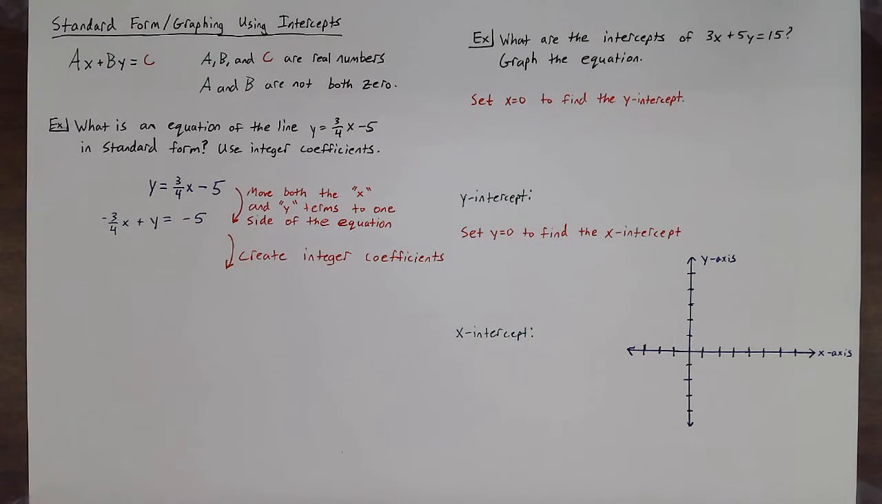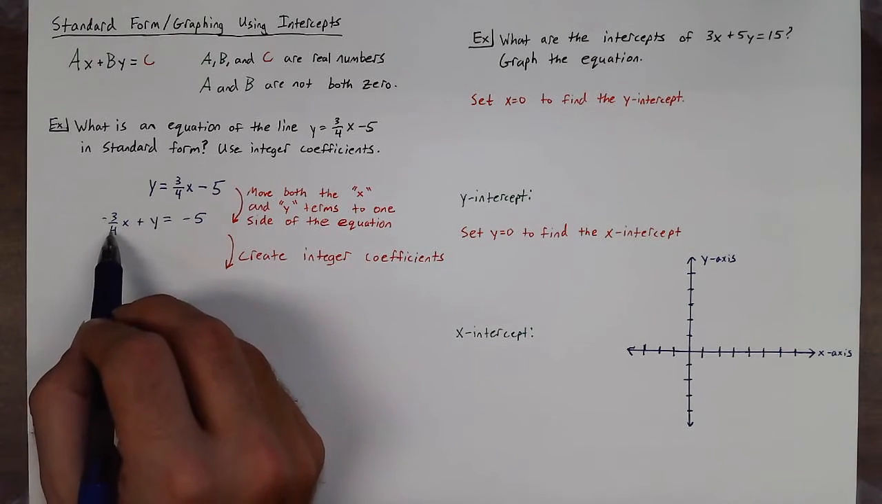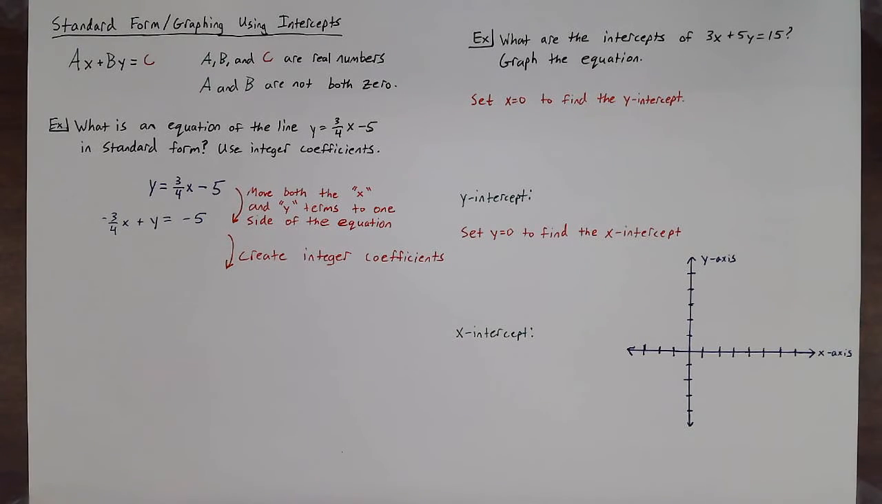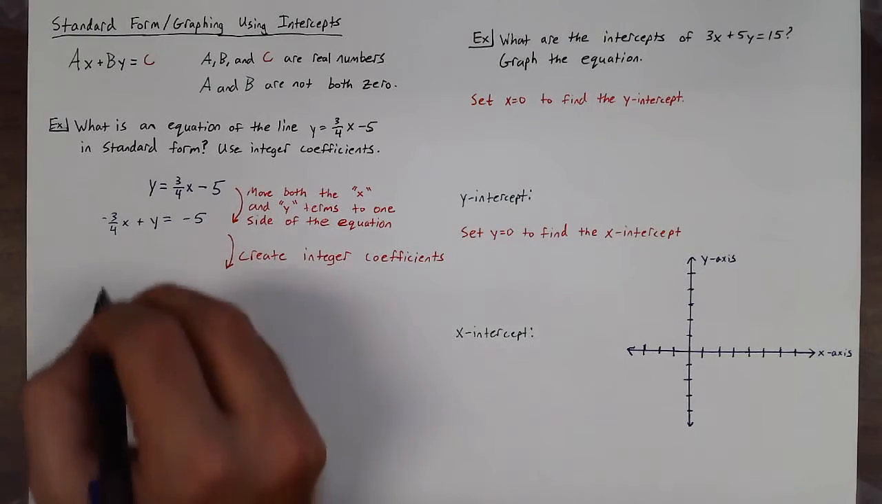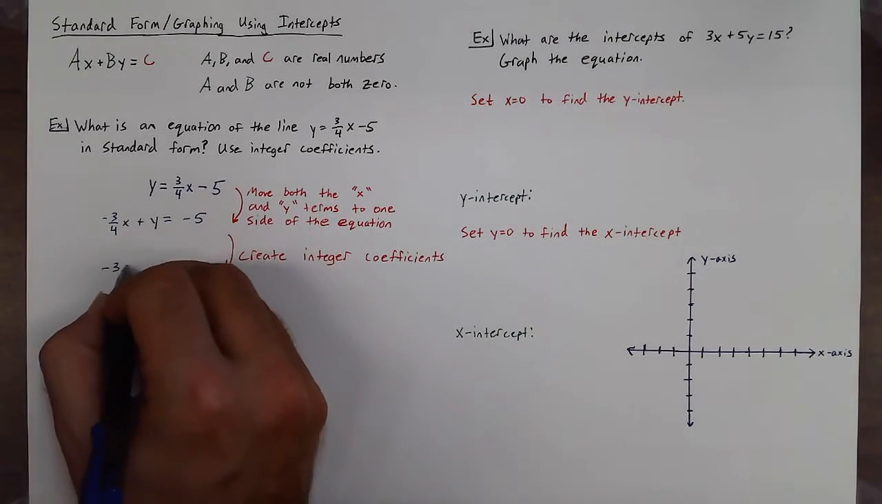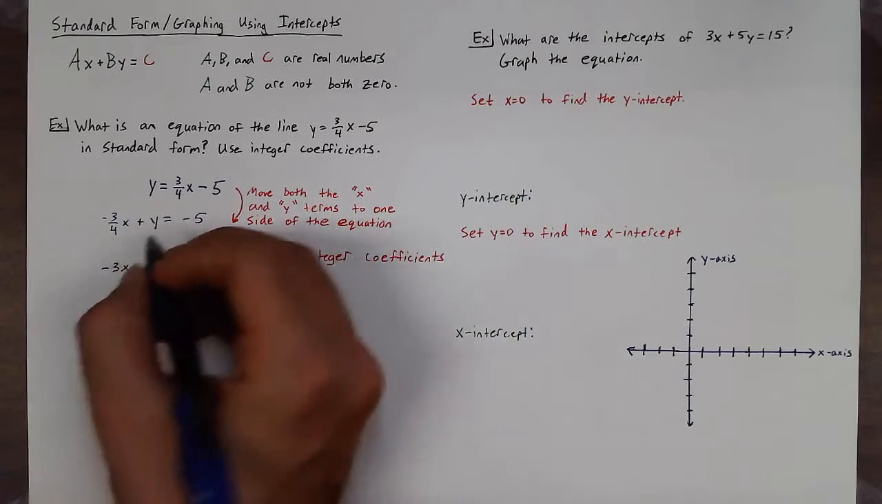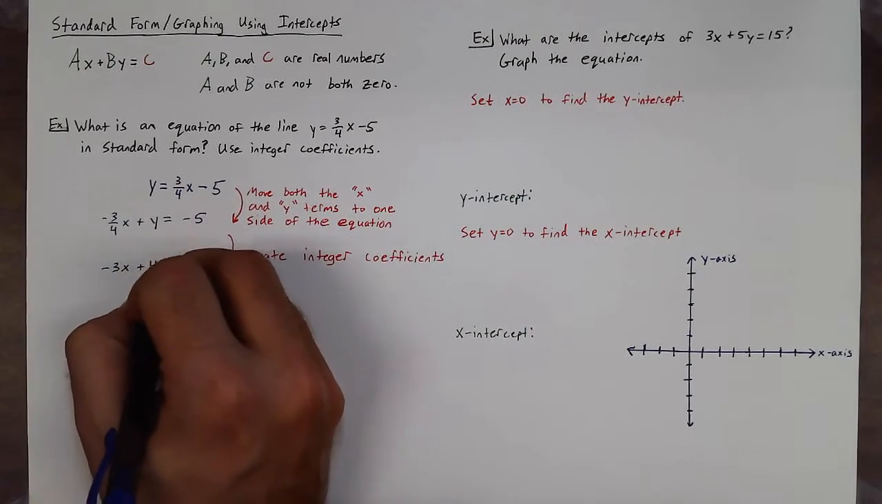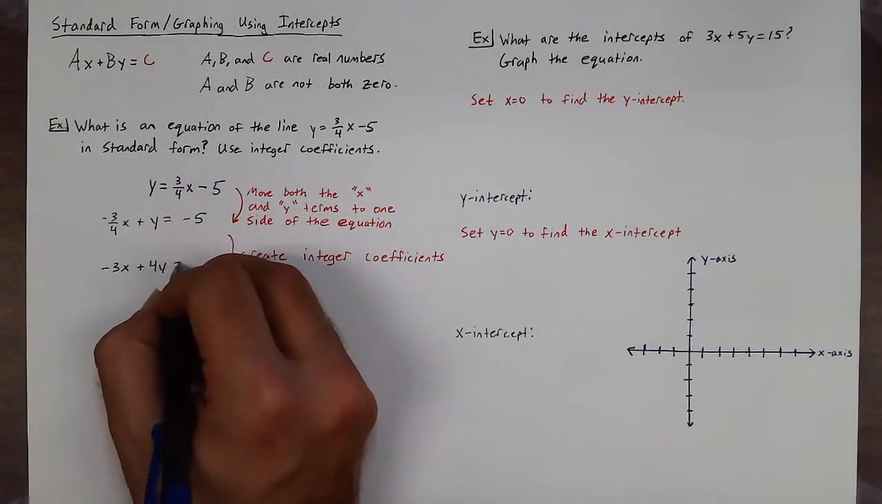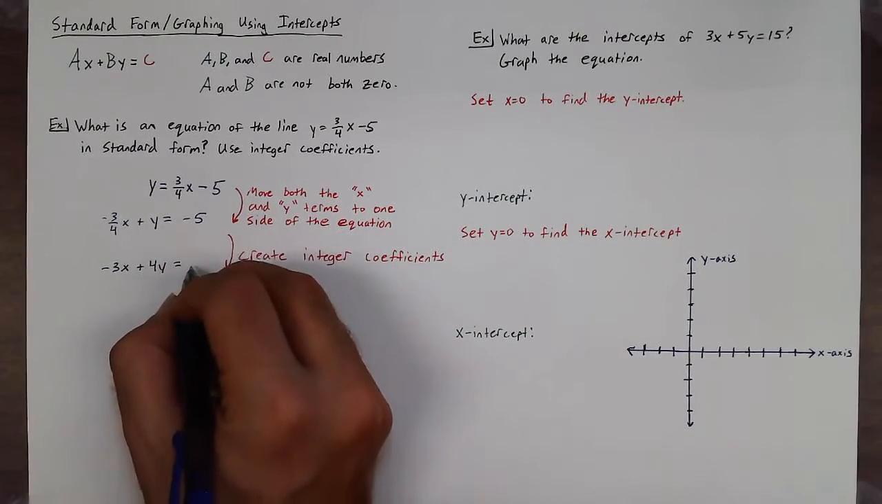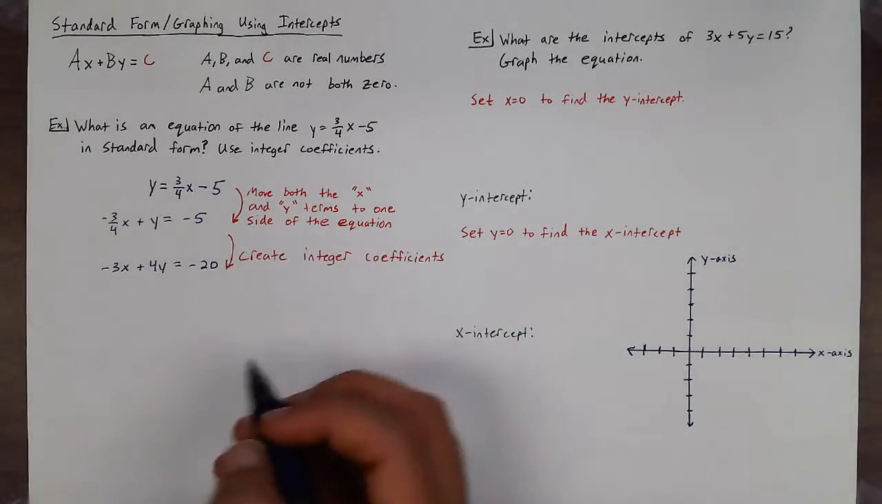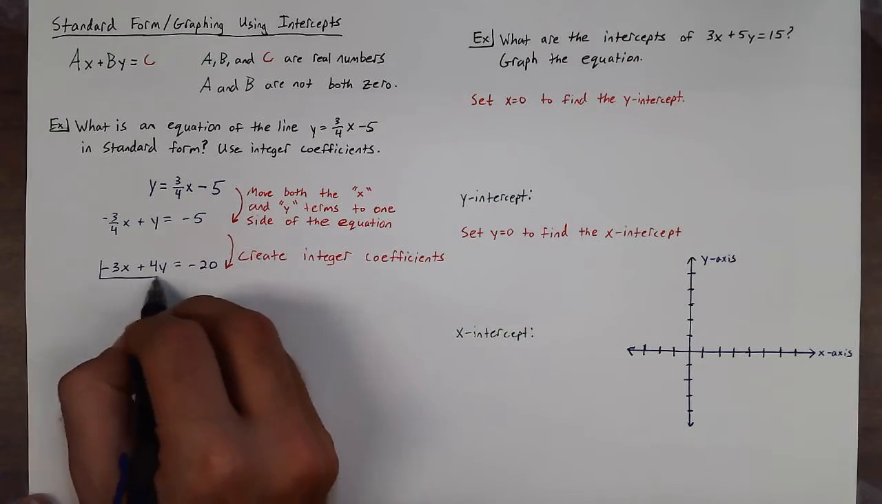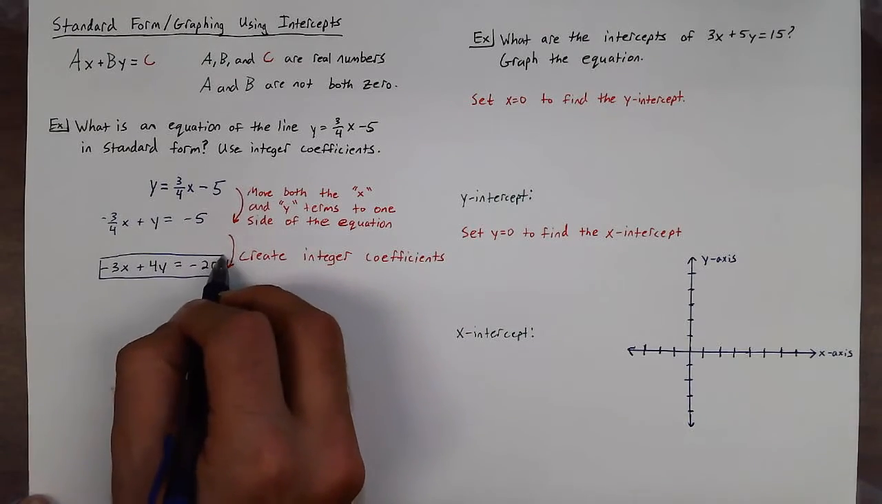But now we have to create these integer coefficients. So we just have to eliminate the fractions. So to eliminate the 4 in the denominator by the x, I'm just going to multiply each side of my equation by 4. So 4 times negative 3/4 gives me negative 3x. 4 times y gives me a positive 4y. And then 4 times negative 5 gives me negative 20. And voila, we have an equation of a line in standard form.